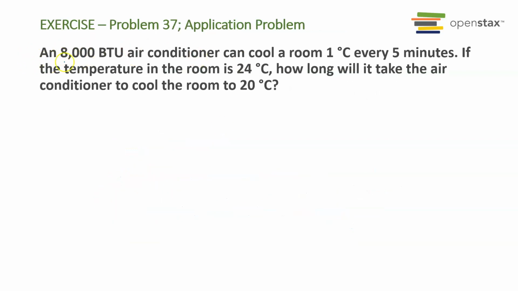All right, one more example. An 8,000 BTU air conditioner can cool a room 1 degree Celsius every 5 minutes. If the temperature is 24 degrees Celsius, how long will it take the air conditioner to cool the room to 20 degrees Celsius? So this time it's nice. It's got everything in just degrees Celsius. So what we're trying to do is cool the room just 4 degrees Celsius. And it can do that at 1 degree Celsius every 5 minutes. So that would take 4 intervals, right? Because it's going to go 1, 2, 3, 4 to get down, and each is 5.